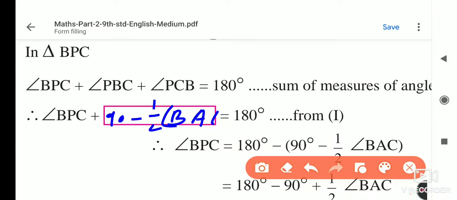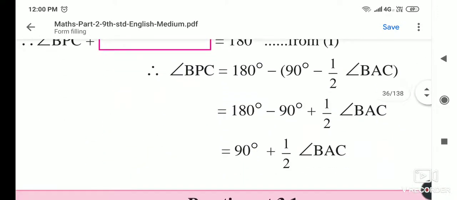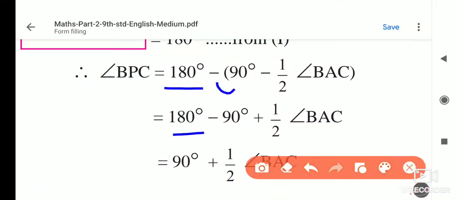BAC, angle BAC. Okay, so this BPC will remain here only, so 180 is here, and this step, 90 minus 1 half BAC, will go here for the subtraction, because here it is for the addition. Okay, so 180 minus 90 minus 1 half BAC. Okay, and the next step of solving is angle BPC is equal to 180 minus 90 plus, so minus into plus is minus, here we give the minus sign, and minus into minus is plus, the plus sign is given here.